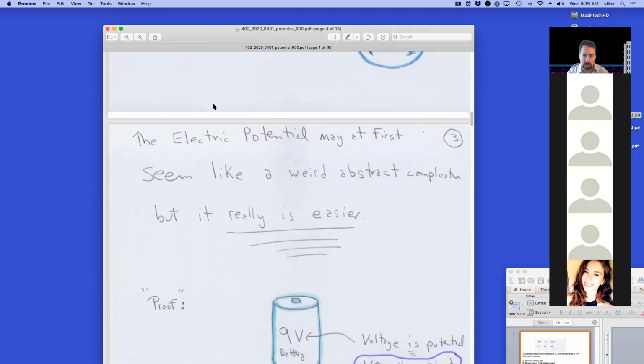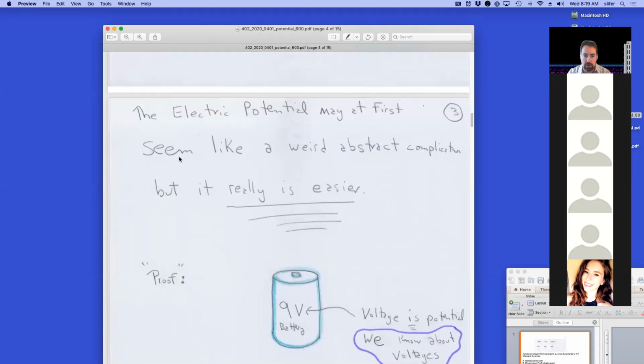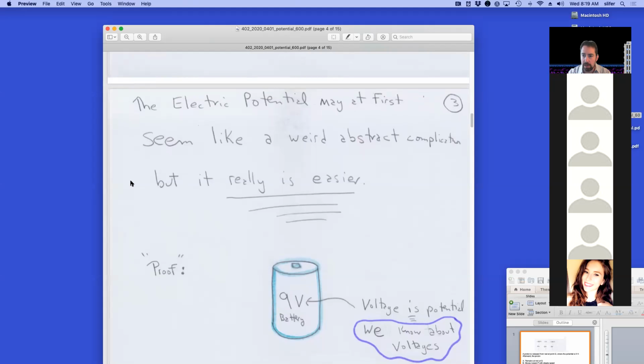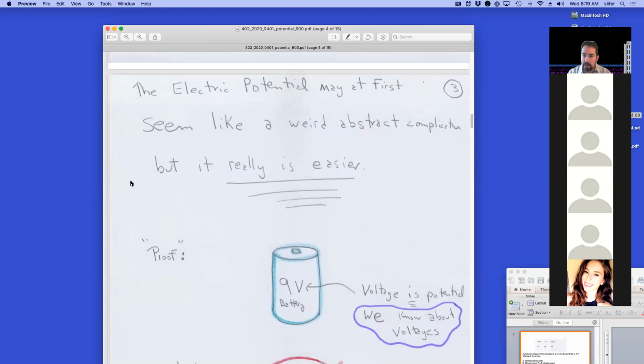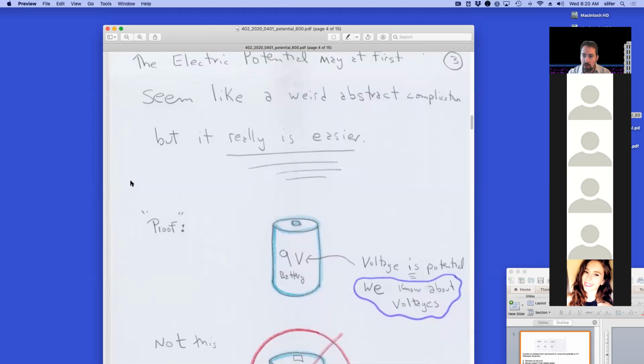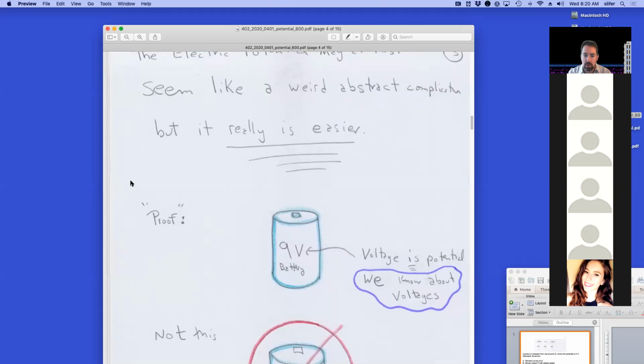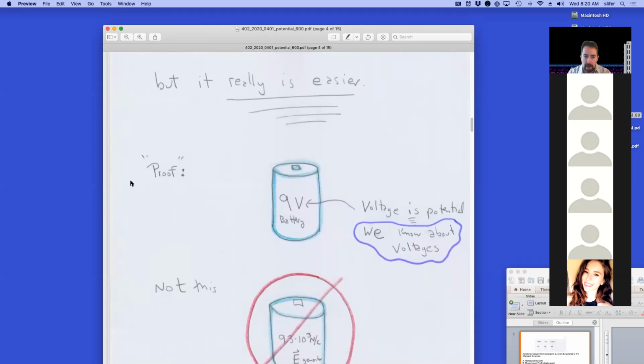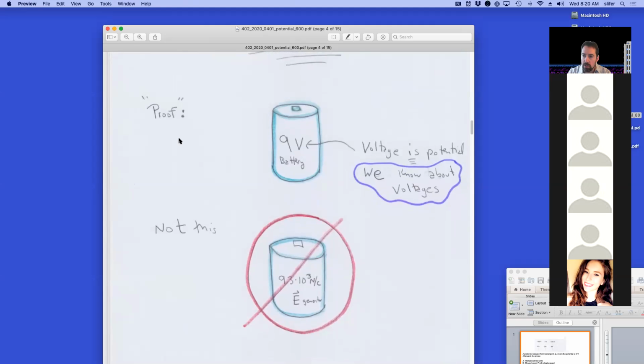So the electrical potential may at first seem like a very weird and abstract complication, but I'm trying to assure you that it really is easier. And here's my silly proof of why I think you might want to take my word for it. When you open up the toy or your remote control or whatever, and you look inside and you see a battery, the batteries are rated in terms of voltage. So this is a weird 9-volt battery that looks like a 3-volt battery, but it's supposed to be a battery.